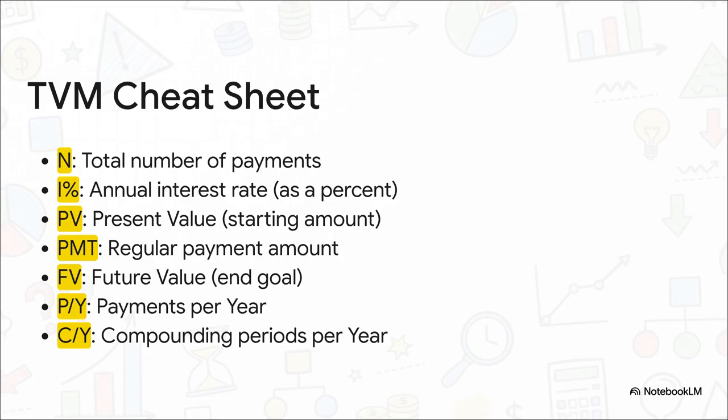So N is the total number of payments. That's years times payments per year. I% is your annual interest rate. PV is present value, what you start with. PMT is any regular payment you make. FV is your future value, your goal at the end. And P/Y and C/Y are your payments and compounding periods per year. You got to know these.